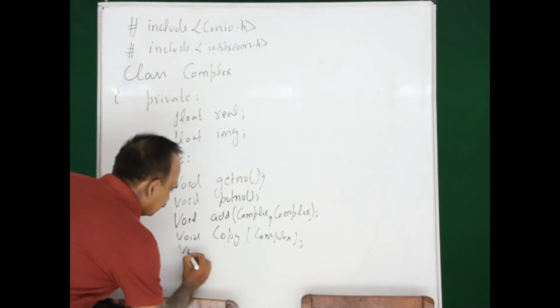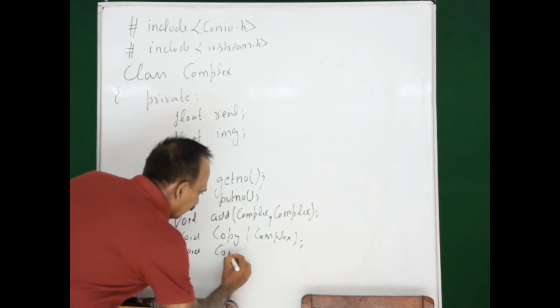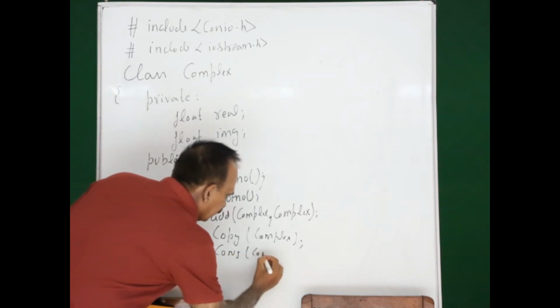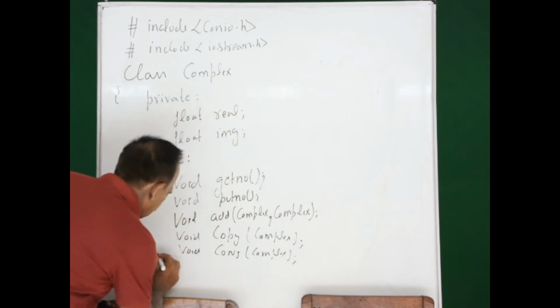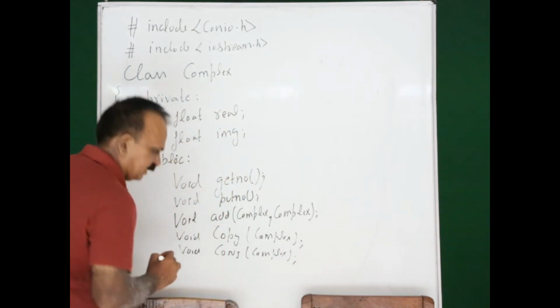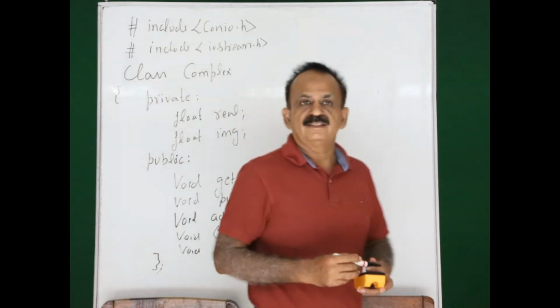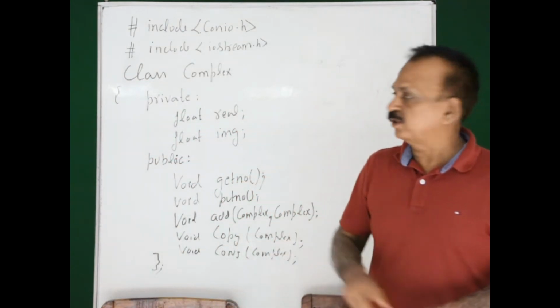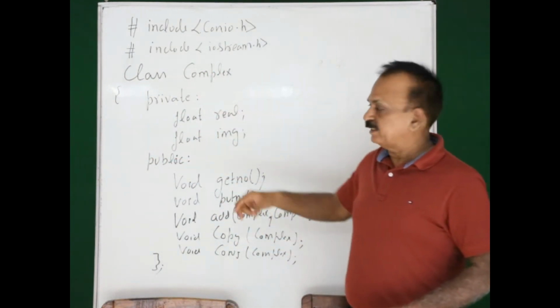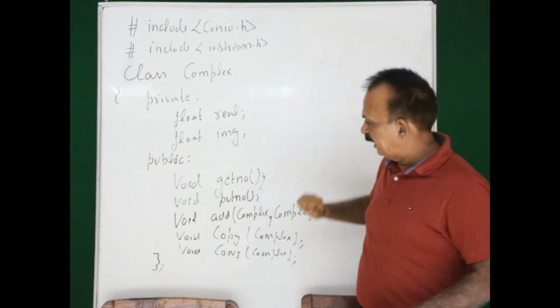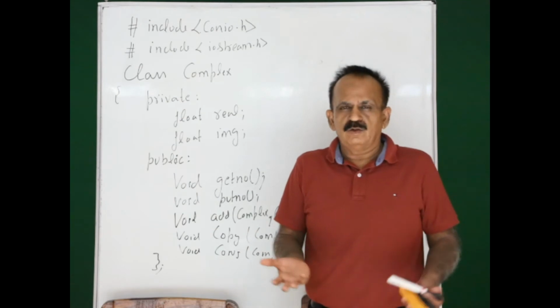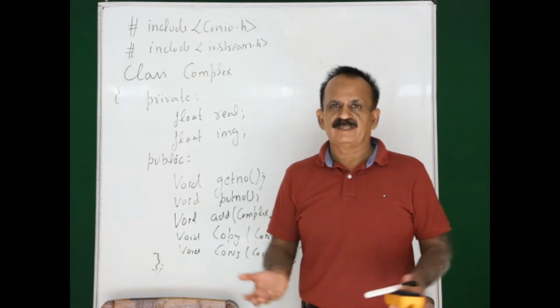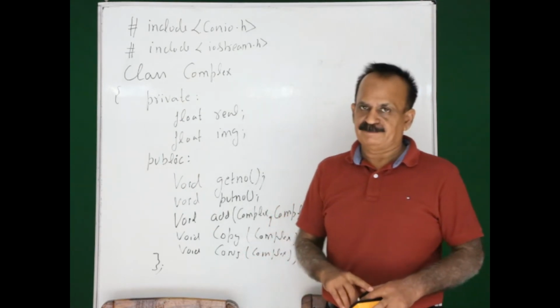Say the next one is void, conjugate, and the next one is complex, brackets. Now this is how the class is declared. This is a particular class for the complex number. This class has two data members and these 5 member functions. No doubt these functions can be as per the requirement of the application.